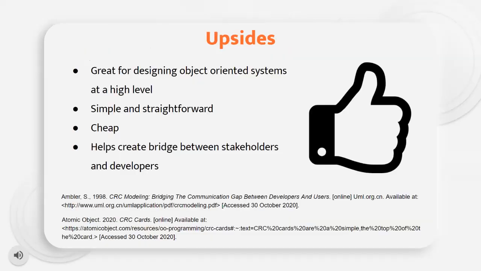CRC cards definitely have a lot of upsides. The first one that stands out is how good it is for designing object-oriented systems at a high level, and hopefully that's clear why after you've seen what a CRC card is and seeing a few examples from before. CRC cards can really be seen as a preliminary to class diagrams, with classes mapping to classes, responsibilities mapping to functions, and collaborators helping to determine how objects and classes interact with each other.